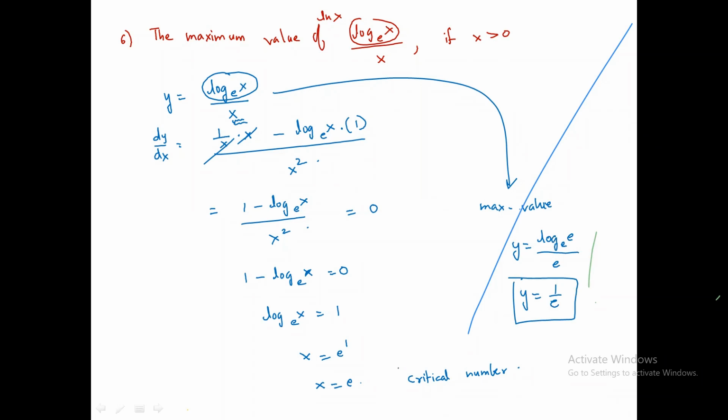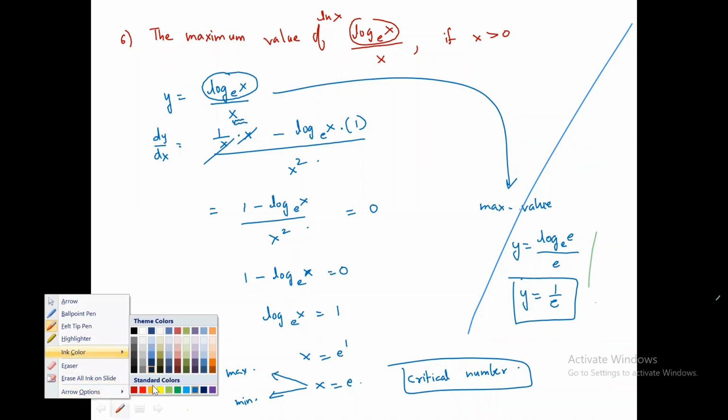So why did I say don't test the critical number? Because in the options, they did not give you 'none'. If they give you 'none', you may have the doubt. This critical number may give you maximum or may give you minimum. But in the options, they did not give you 'none'. So you need not go for that test. You can skip and directly you can write the maximum value.